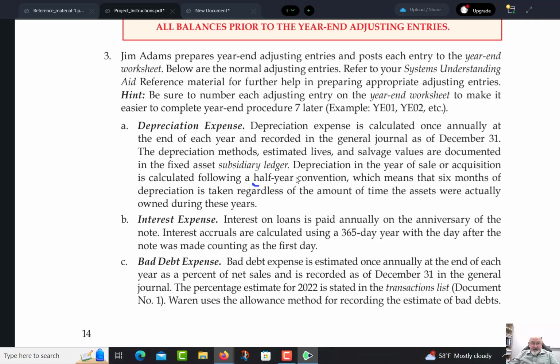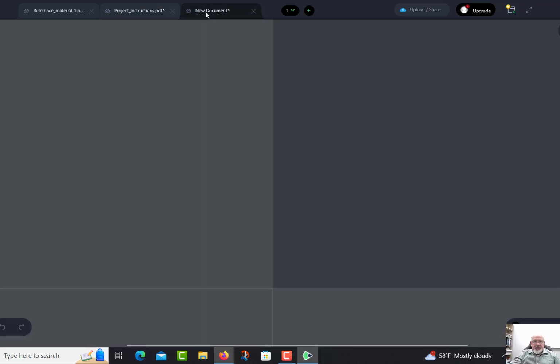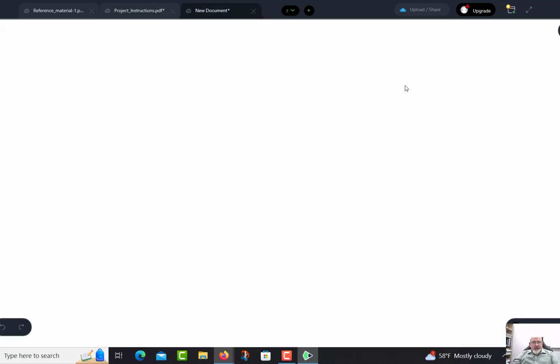And they're going to use a half-year convention, which means when we have an asset purchase in the first year, we're not going to have an entire year of depreciation. Instead of having a full year, we're going to have whatever the depreciation calculation is, and we're going to take that times 6 months out of 12, or 1/2.